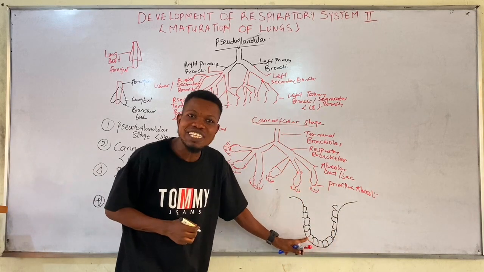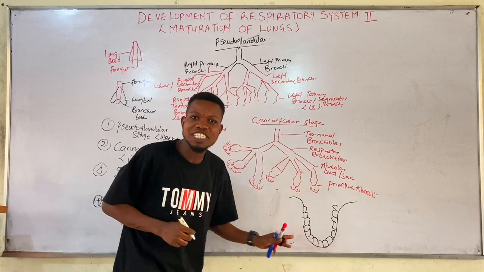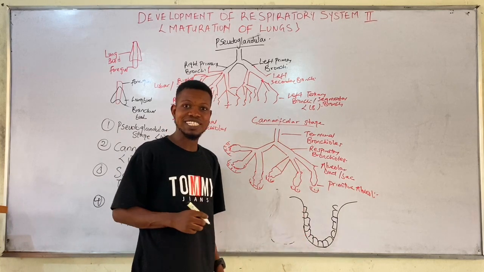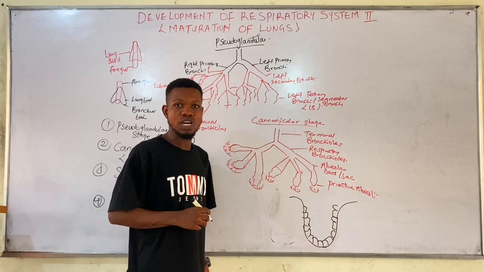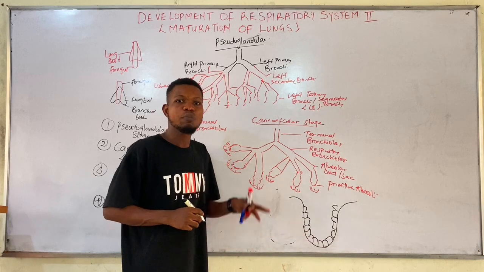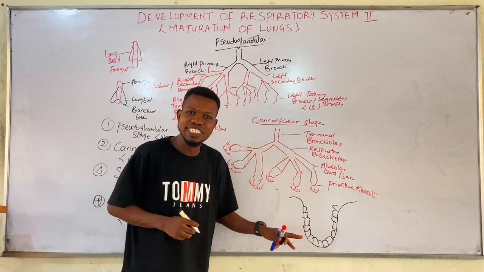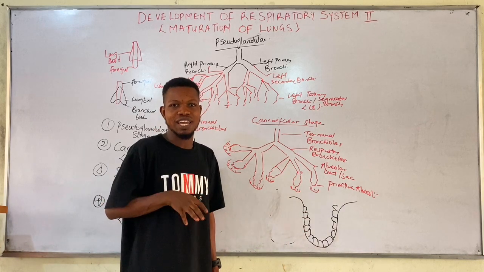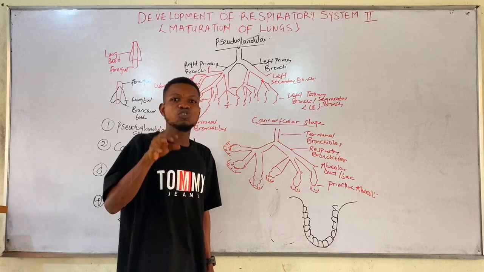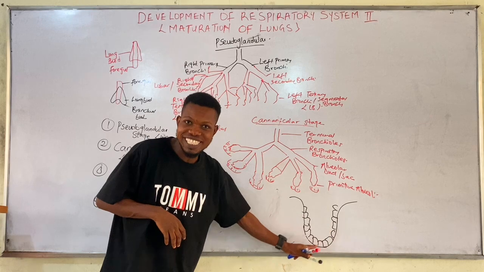And these cuboidal cells cannot facilitate gaseous exchange. Oxygen and carbon dioxide cannot diffuse through these cuboidal cells. That is why these alveoli are still immature. That's why we call it primitive alveoli, because the cuboidal cells cannot facilitate gaseous exchange. And the alveoli must ensure gaseous exchange, because that is the main reason for alveoli. But right here, the alveoli is still immature.